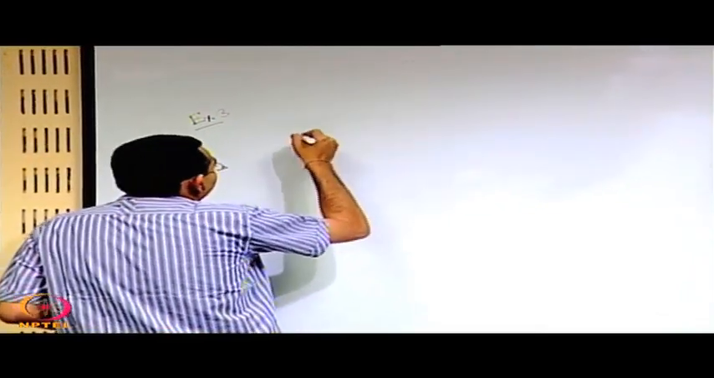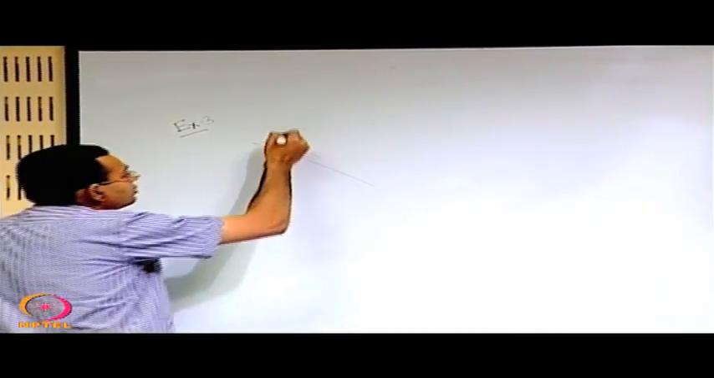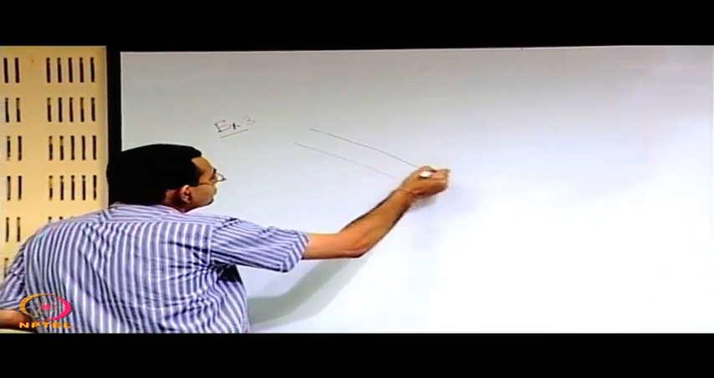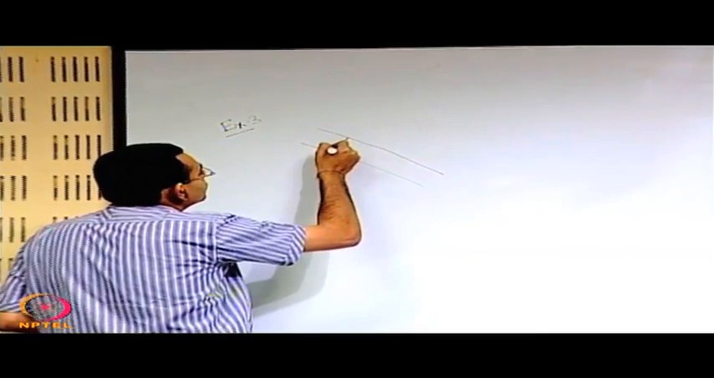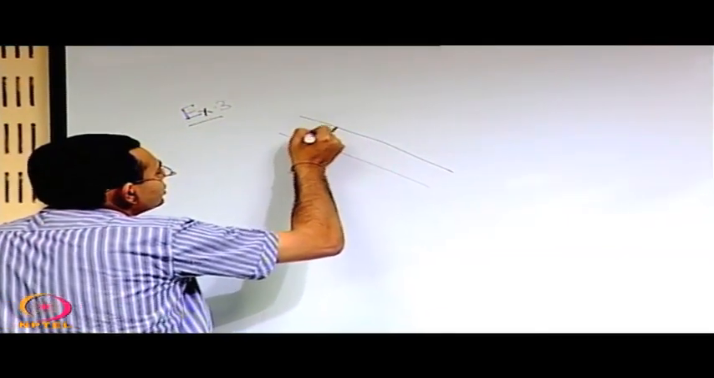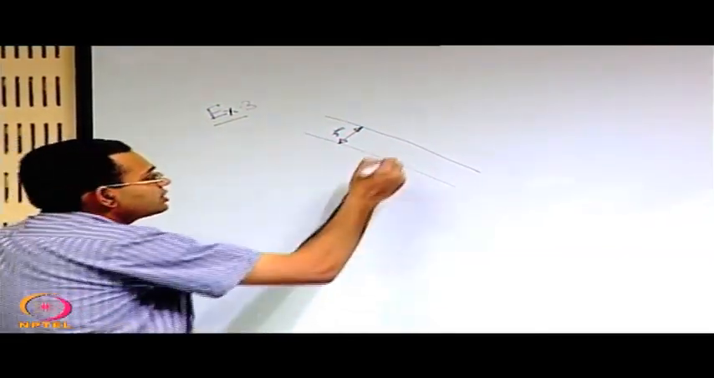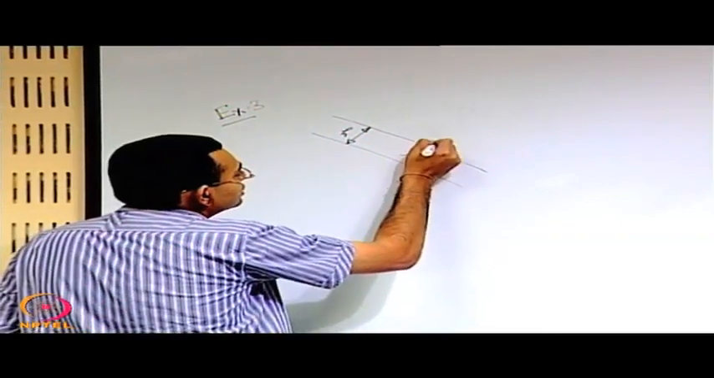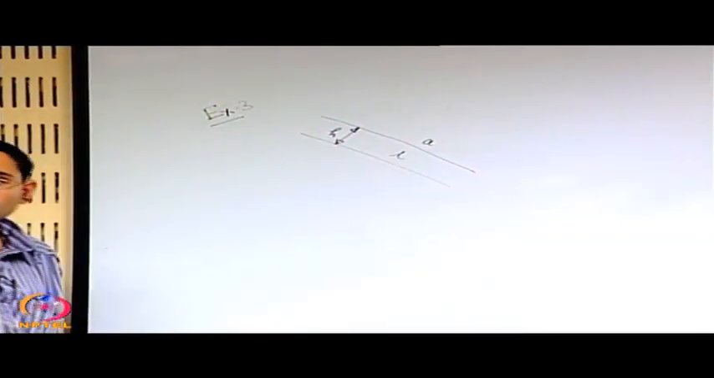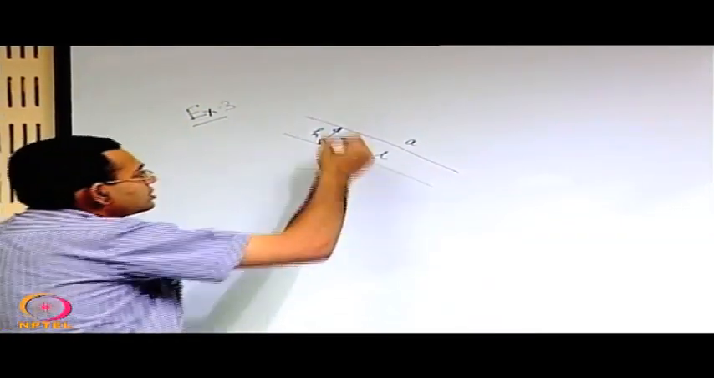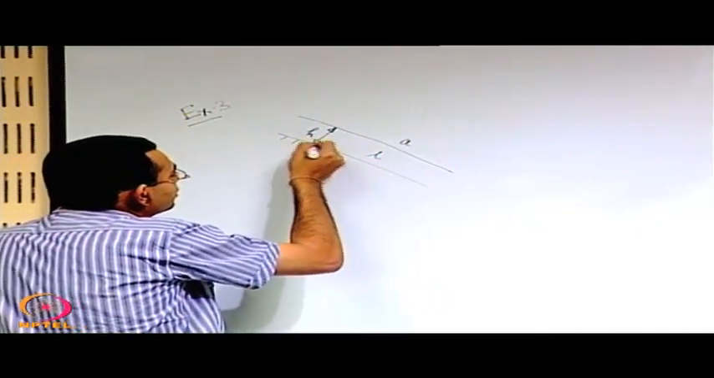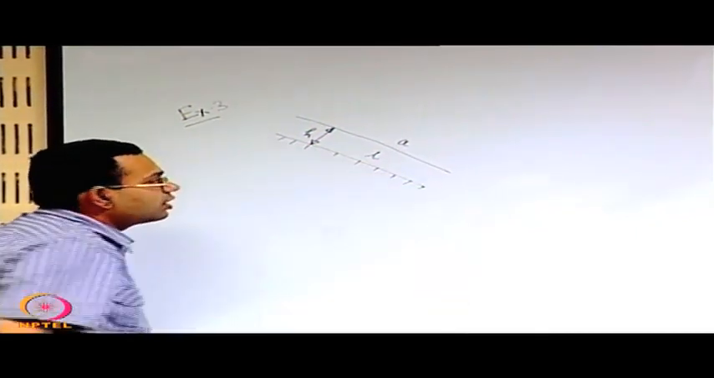Let us say that you have an inclined plane over which you have a thin film of liquid of film thickness H, uniform film thickness H. So, here there is some liquid and here there is air. This line at the top is the interface between the liquid and the air.